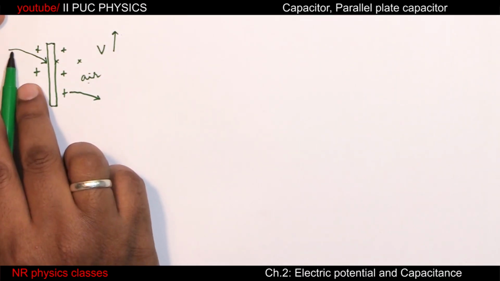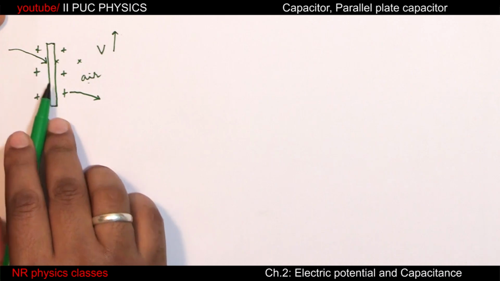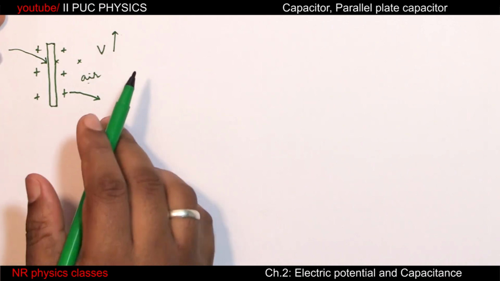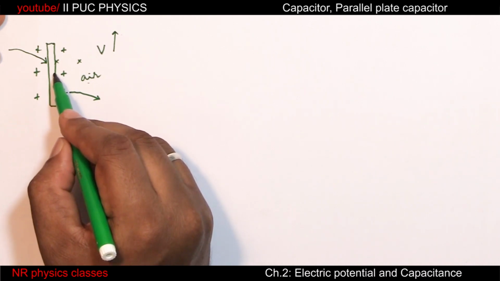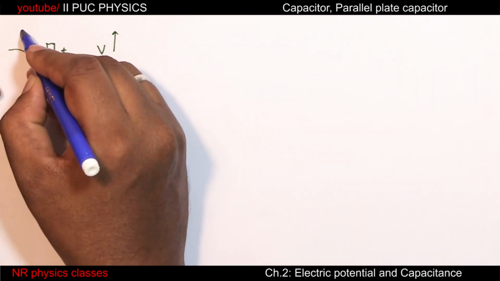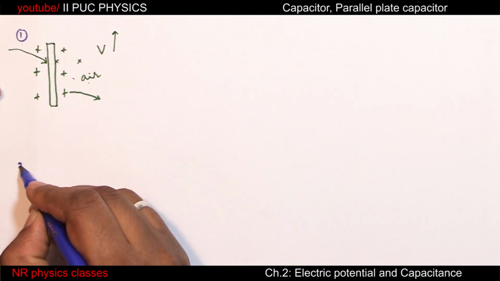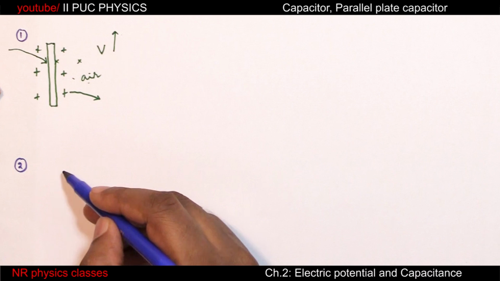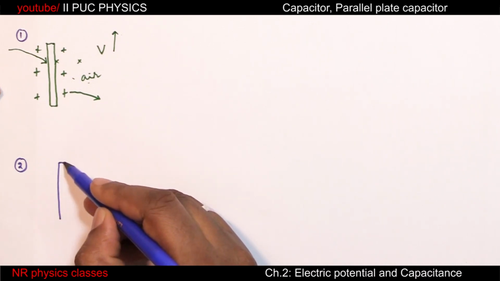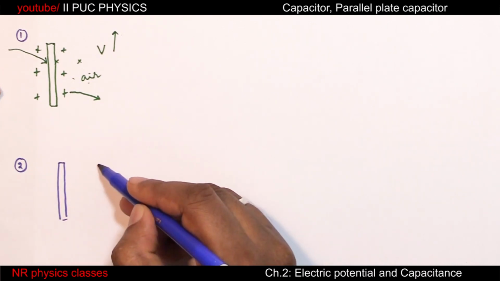We are trying to add charge, but there is leakage of charge. Means at equilibrium this can hold some charge, and we are not happy with the capacity of this conductor. Let this be 1, 2. To increase the capacity of this conductor, let us keep one more identical conductor next to this.